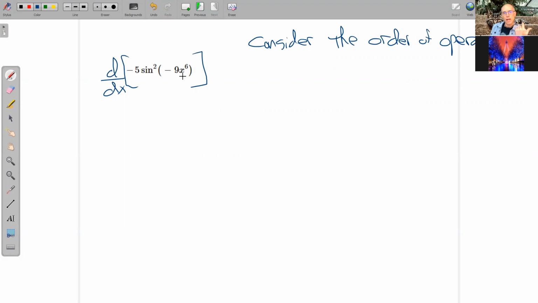if somebody gives me an x value, right, given x equals whatever, what am I going to do first here? Well, the first thing I'm going to do is raise it to the 6th power. So I'm going to take -9 times whatever x value I was given and raise it to the 6th power. I'm going to make that calculation.